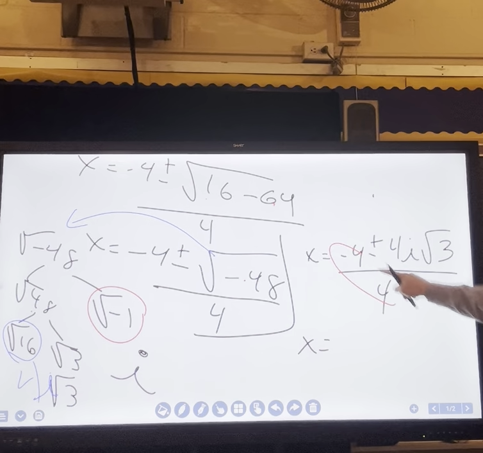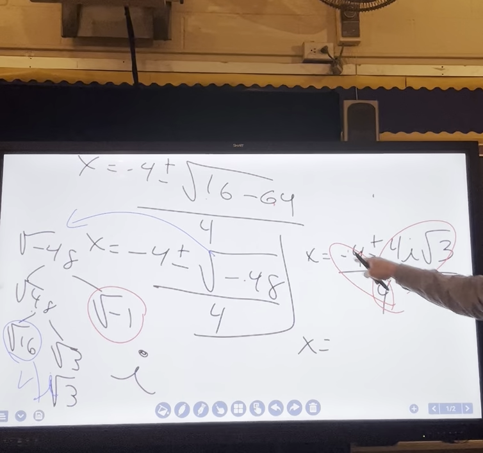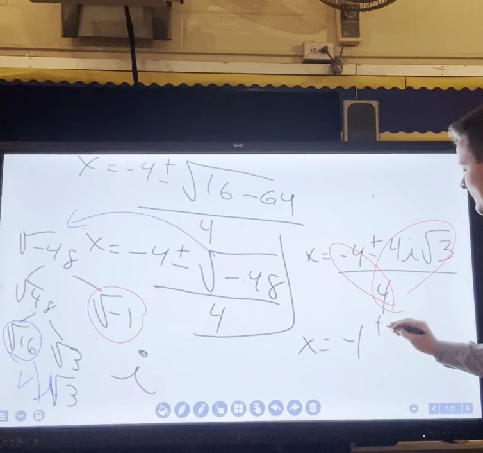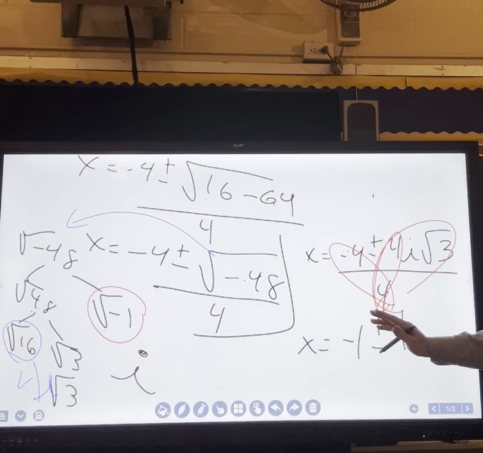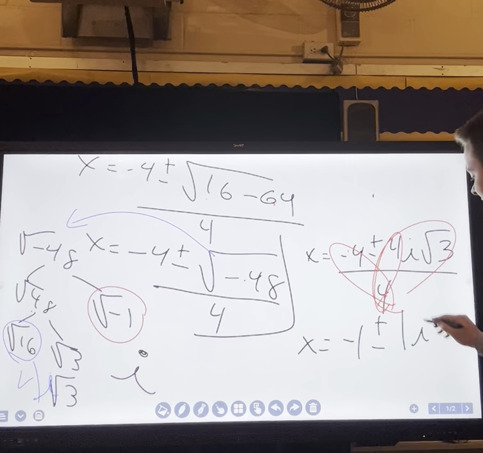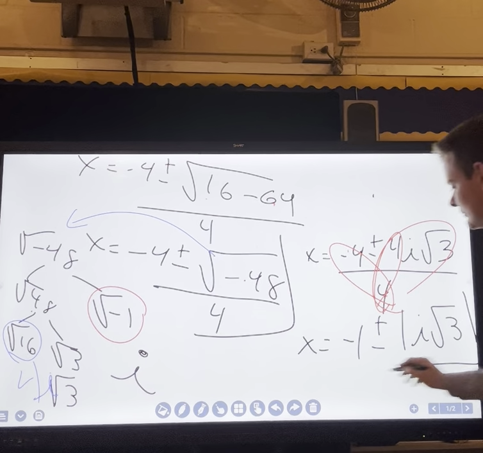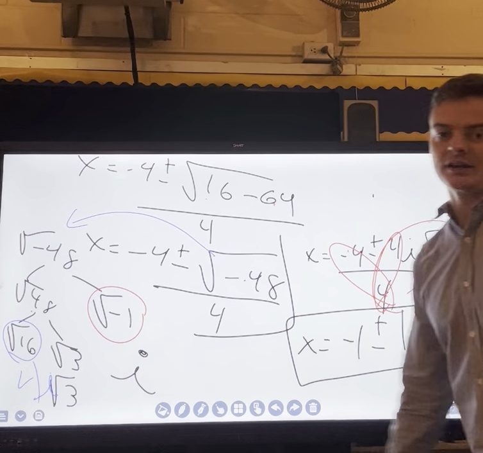Lastly, I have to do this hard method. Negative 4 divided by 4, that's negative 1. Plus or minus 4 divided by 4, that's 1. I can't touch the i, I can't touch the radical 3, so it's 1i radical 3.